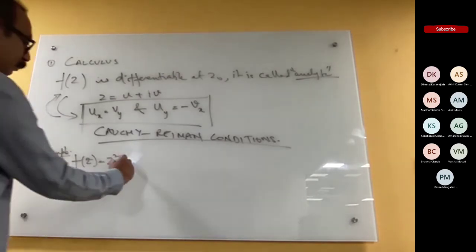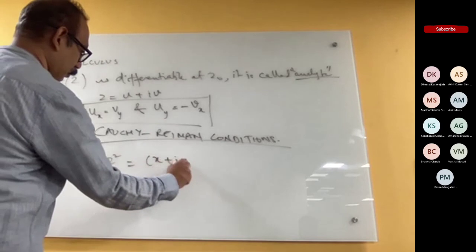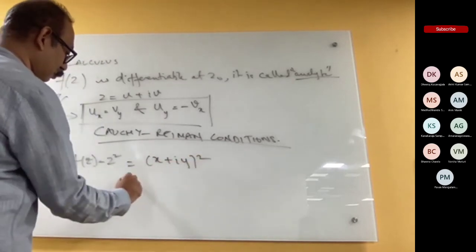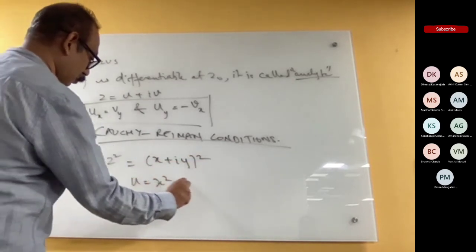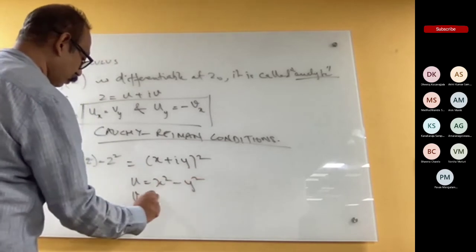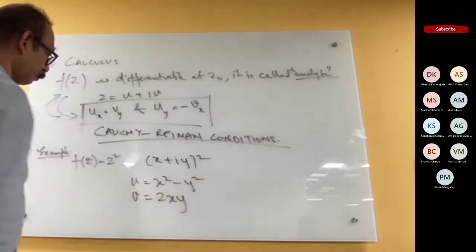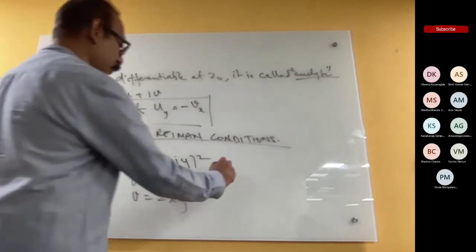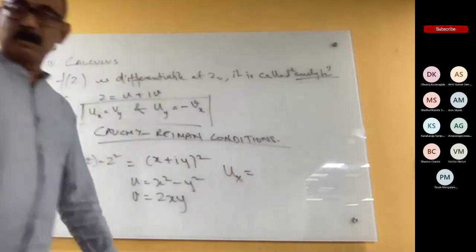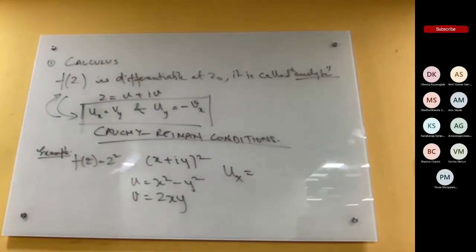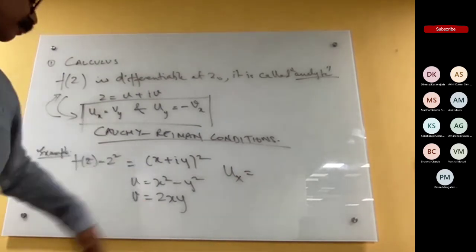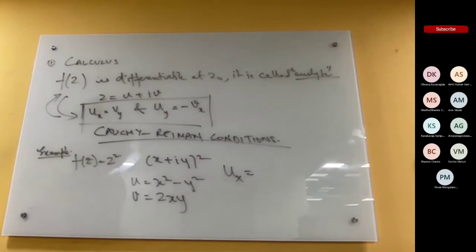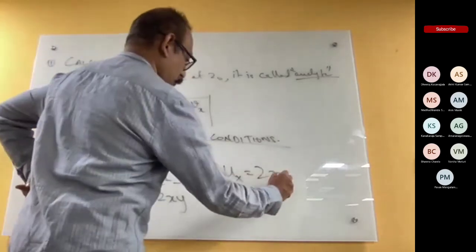Z square. So what is U? What is V? What are these partial derivatives? What is U with respect to X? Somebody tell me, boss. I am not going to do this. Tell me. This is U, this is V. What is the partial derivative of U with respect to X? 2x, right?